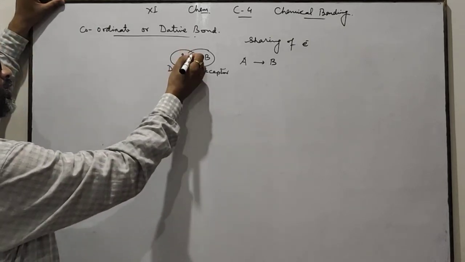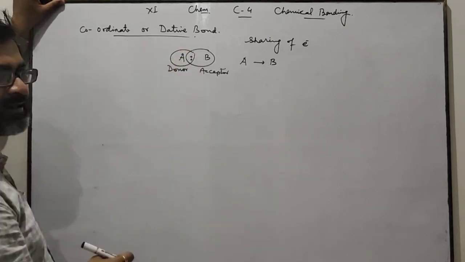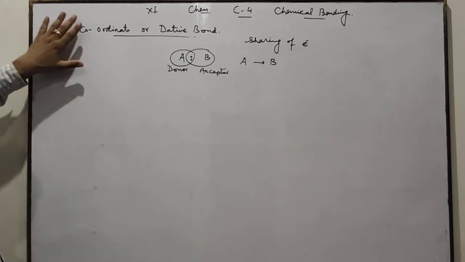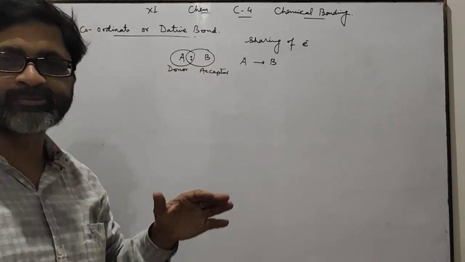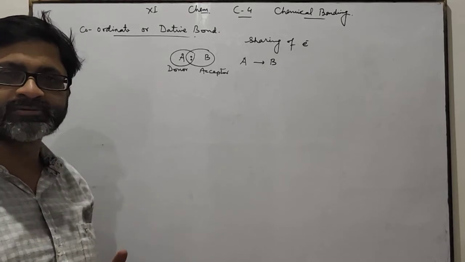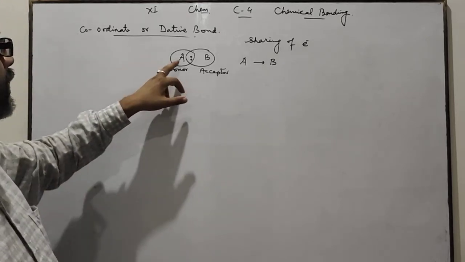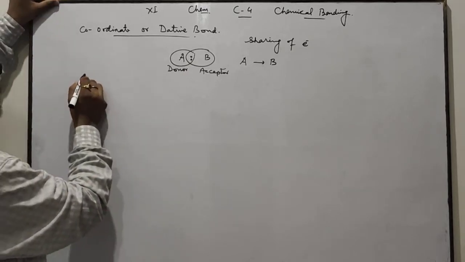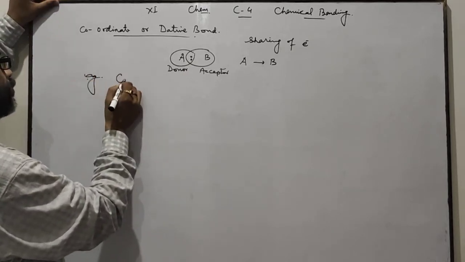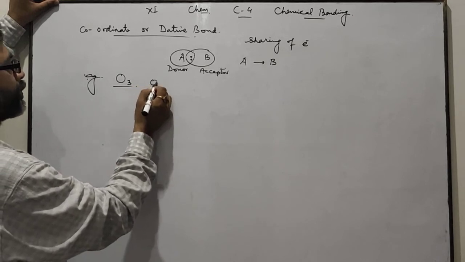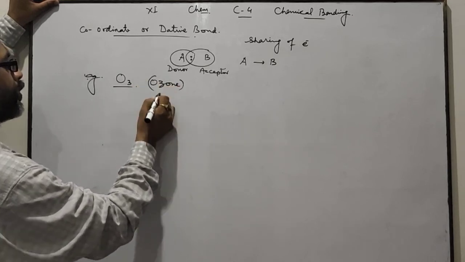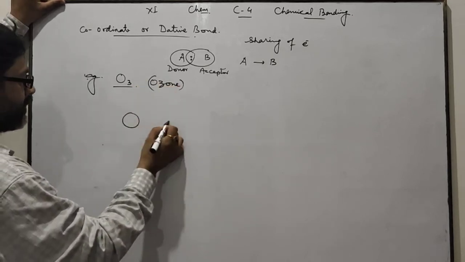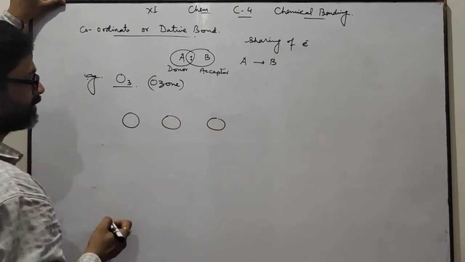The difference between covalent and coordinate is that in a covalent bond, both atoms contribute an equal number of electrons. But in coordinate, the electron pair belongs to only one atom. For example, in ozone, O3 is the ozone molecule, three oxygen atoms are bonded together.